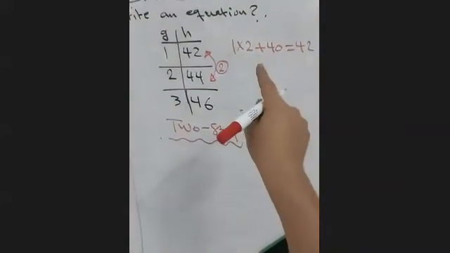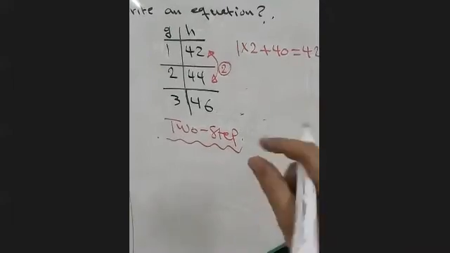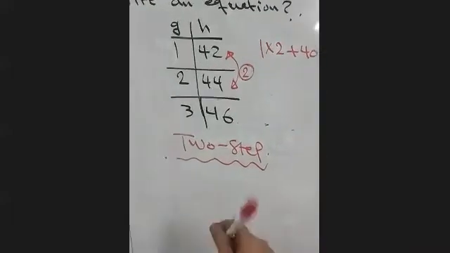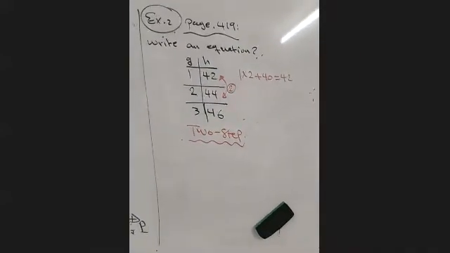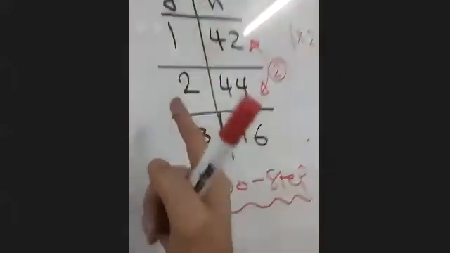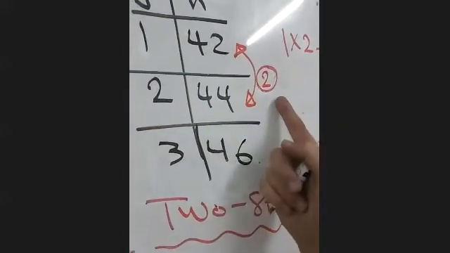If you don't understand this, go back and watch the video. It's only 4 minutes, guys. It's about how to write two-step equations from a given table like this. Please watch it again. Now let's apply it for the 2. 2 multiply 2, how much?